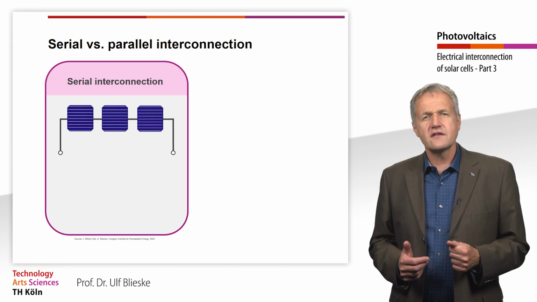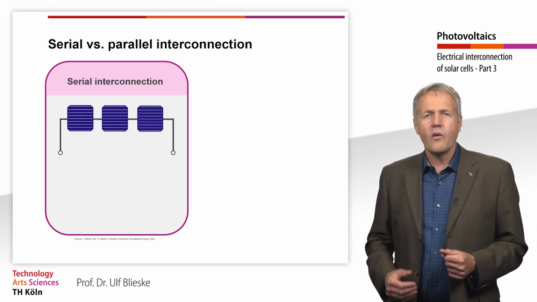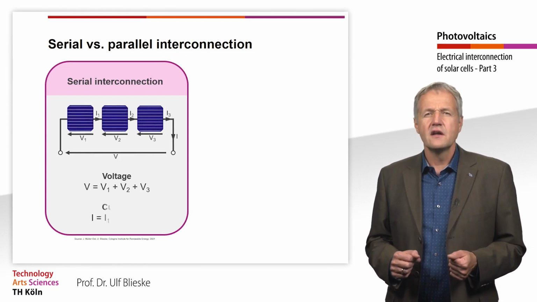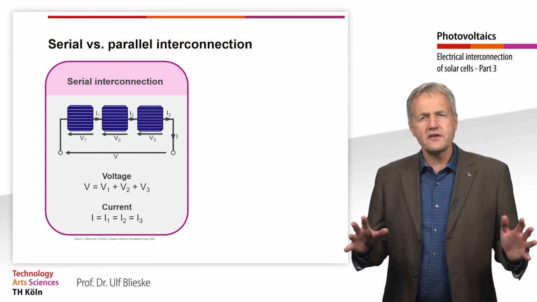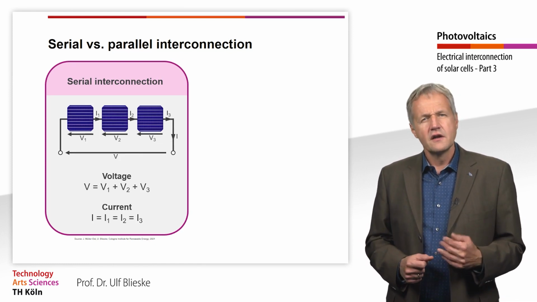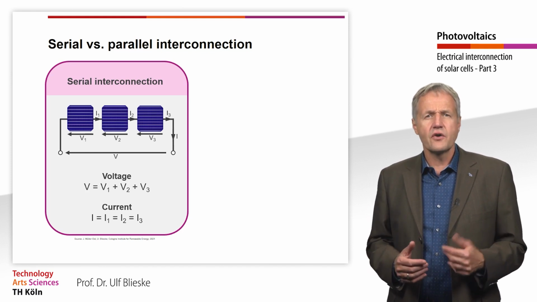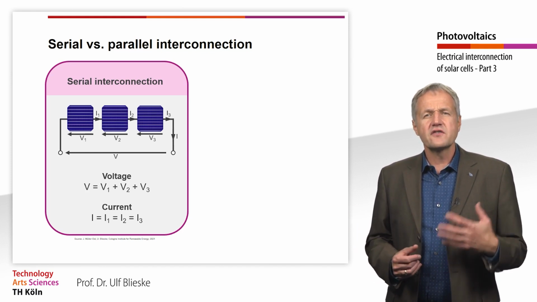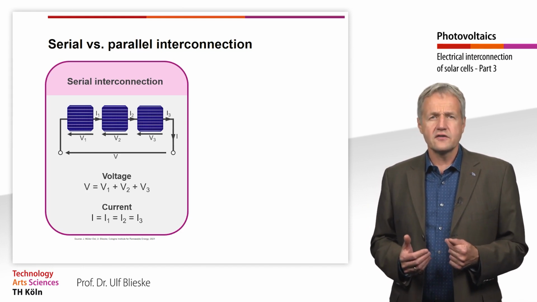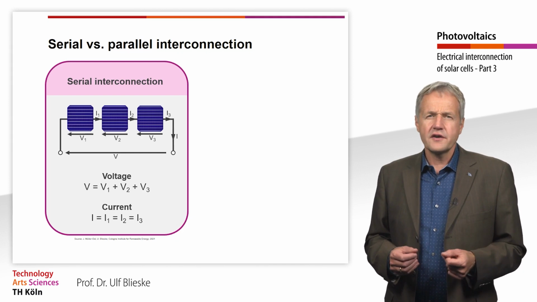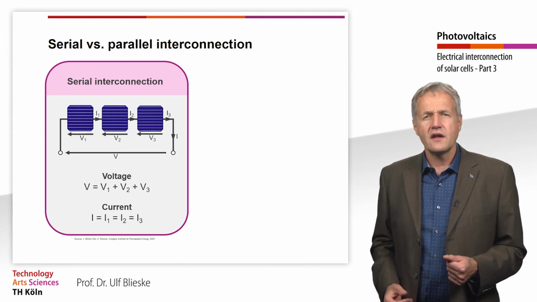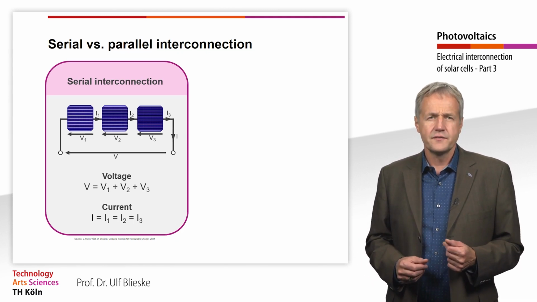In a series connection, the voltage adds up while the current is the same everywhere. For simplicity, let us assume that all the currents and voltages in the individual cells are identical. This means that in the circuit shown here, the voltage is 3 times as large as that of a single solar cell. The current in the circuit, on the other hand, is the same as that of a single cell.